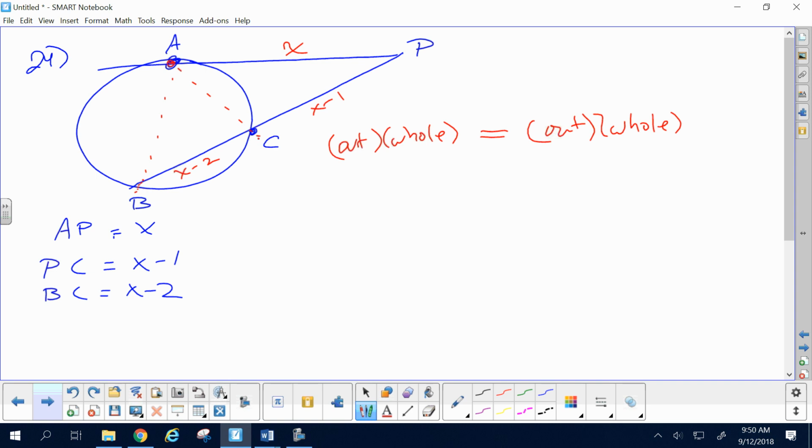That said, then, outside times the whole. Here, the outside is x. The whole is the same, and so I would also call that x. On the other one, the outside, the segment outside the circle, is x minus 1. The whole, then, is the whole segment. What's the length of that whole segment? 2x minus 3.